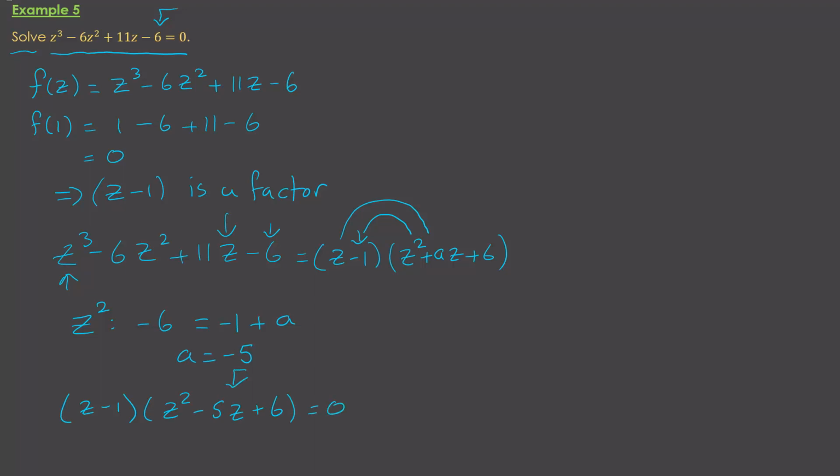Now, can we factorize this quadratic? So we've got z minus 1, and we can factorize that as z minus 2, z minus 3. And so we can see that z is equal to 1, 2, or 3. So this is a situation with 3 distinct real roots.